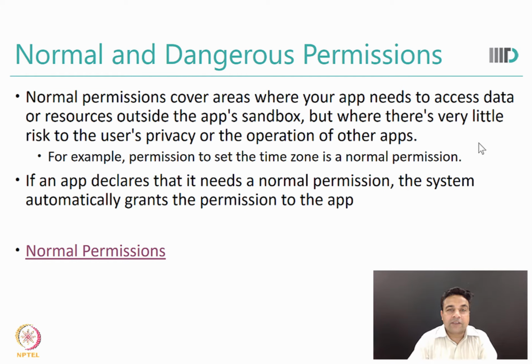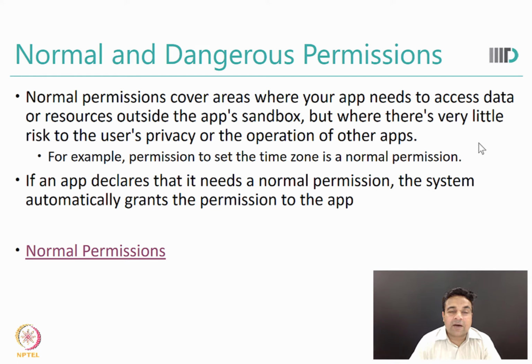Now, coming back to permissions, there are two types of permissions. One is normal permissions and the other is dangerous permissions. Normal permissions are the permissions that cover areas where your app needs to access data or resources outside the app sandbox. That is, it is definitely accessing something outside the sandbox. But whatever it is accessing poses no or very little risk to users' privacy or the operation of other apps.